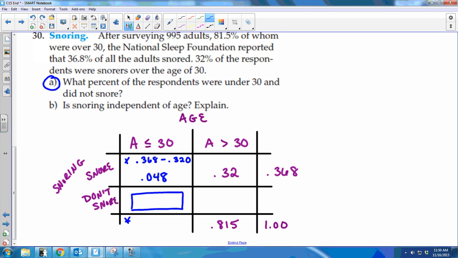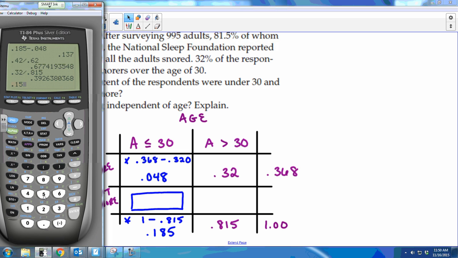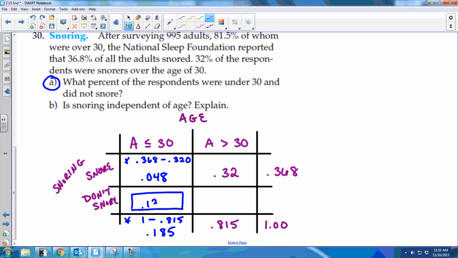We could figure out this number down here, the total percent that were under 30. Again, we could do 1 minus 0.815. So what's 1 minus 0.815? 0.185. And so then I could go back and figure out what's missing. So I could do 0.185, I did it earlier, but that's okay, 0.185 minus 0.048, 0.137. So that would be the answer to part A. That was one way to get that answer.